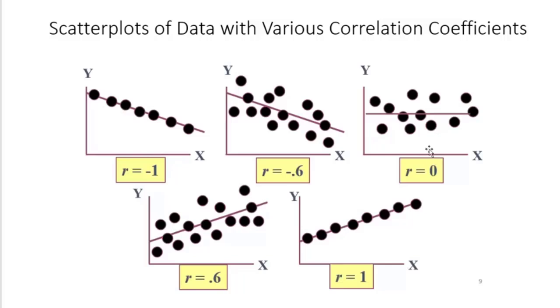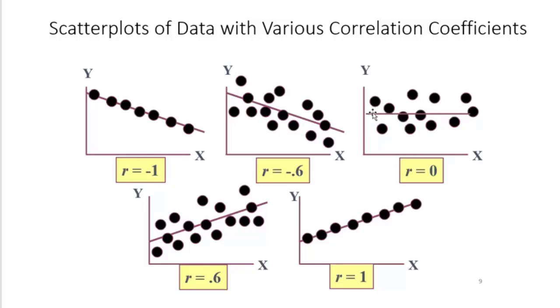Now, this is like an opposite case. R is equal to 0. So there is no relationship. And how do we know there is no relationship? From this picture, you could see that the line here is horizontal. So that means when I increase x, what happens to y? If I go to the right, what happens to y? Nothing, because y stays at the same level.